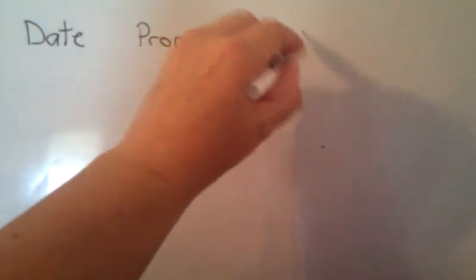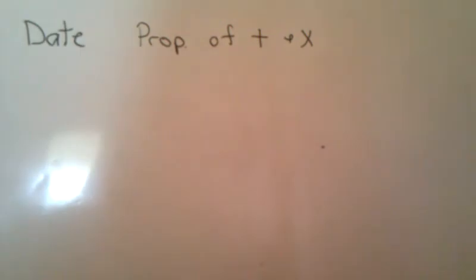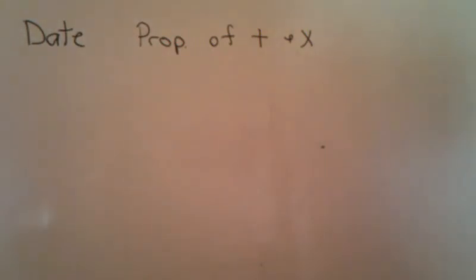Alright. First, let's talk about the commutative property. Well, we better write the title of our lesson first. Properties of addition and multiplication. I know, I didn't write the words out. I'm bad. Alright, here we go.